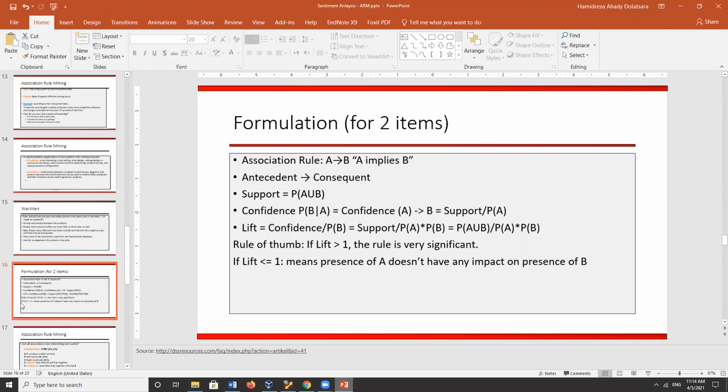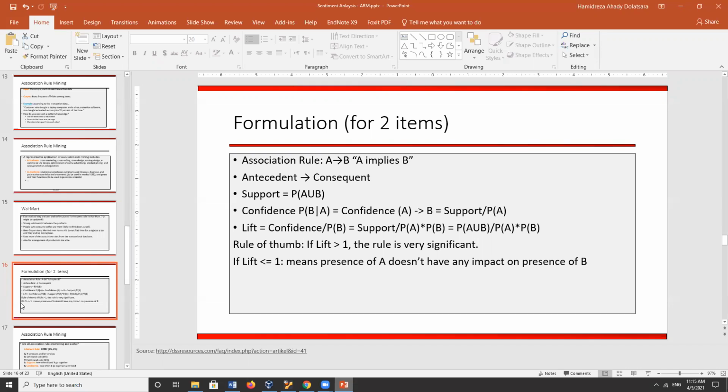So association rule just means, let's say, A implies B. Let's say diapers implies beer. So A is the antecedent and B is the consequent. We have support. It just means the union of two items, like the probability of A union B.